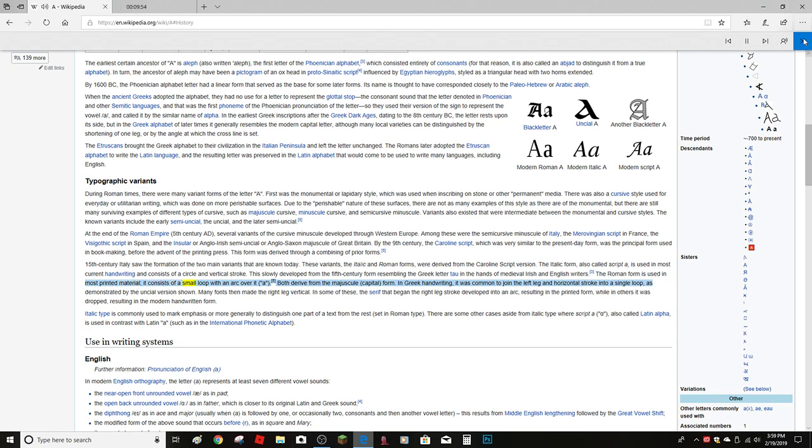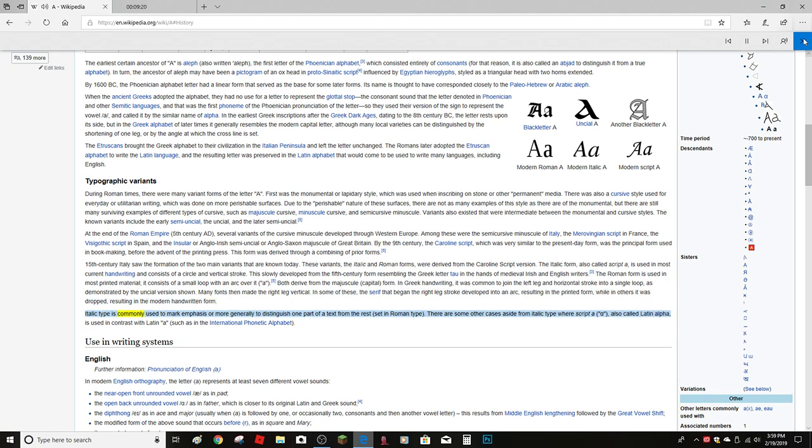The Roman form is used in most printed material. It consists of a small loop with an arc over it. Both were derived from the majuscule, capital, form. In Greek handwriting, it was common to join the left leg and horizontal stroke into a single loop, as demonstrated by the untitled version shown. Many fonts then made the right leg vertical. In some of these, the serif that began the right leg stroke developed into an arc, resulting in the printed form, while in others it was dropped, resulting in the modern handwritten form.